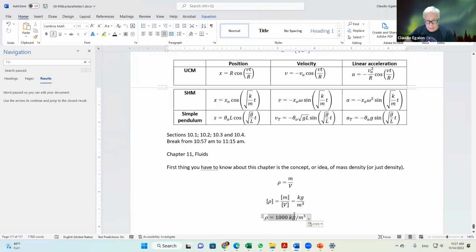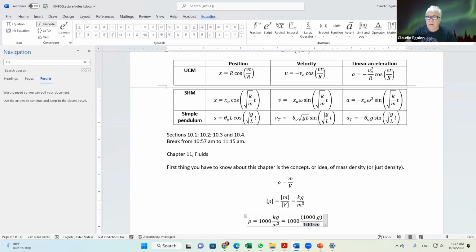Okay. So here you go. If you want to change that to grams per cubic centimeter, all you have to do is change this unit here. Kilograms. 1 kilogram is what? It's 1,000 grams, right? And then 1 meter is how many centimeters? It's 100 centimeters. So you put that 100 centimeters, and let's not forget that it is the meter that's raised to the cube.